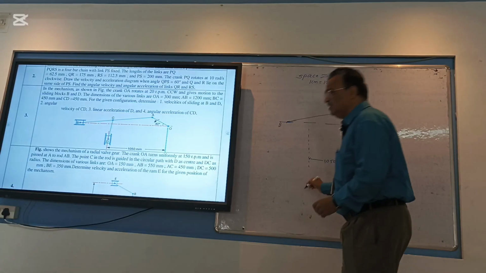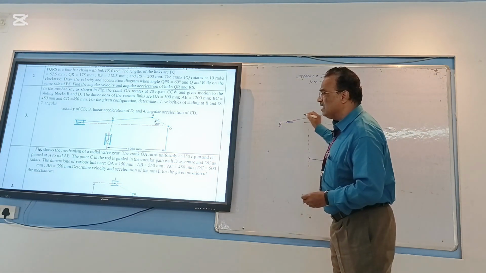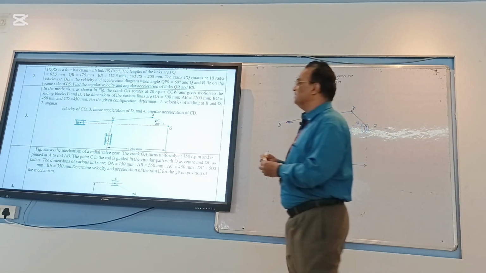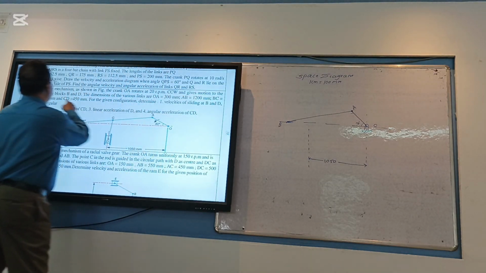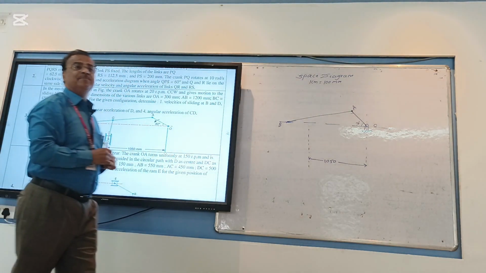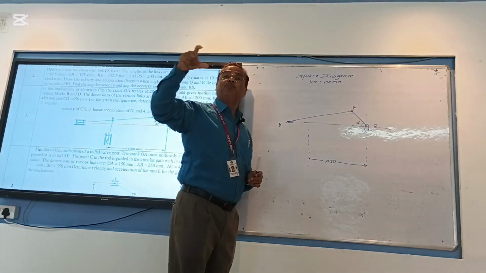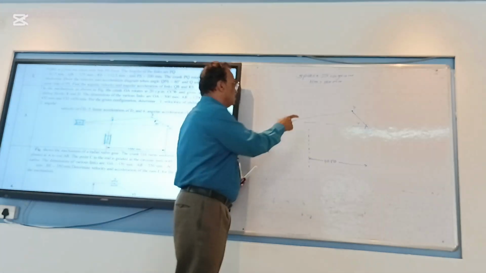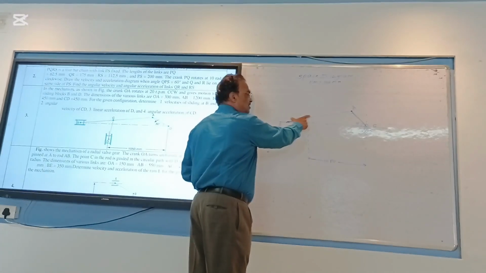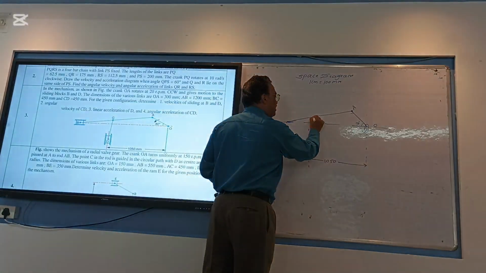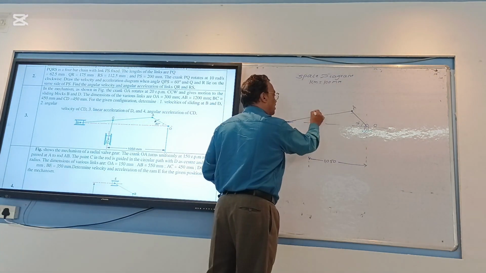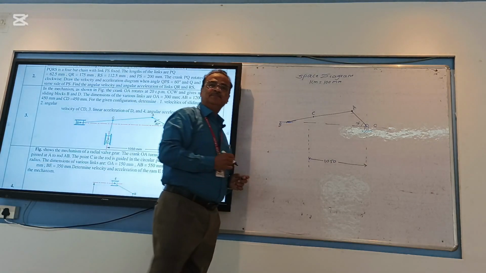After getting this, you have to mark the C point. Where is the C? BC equal to how much? 450 mm. As per your scale, it is 4.5 centimeter. Keep the compass at B and cut the C point on the connecting rod. So I got the C point.